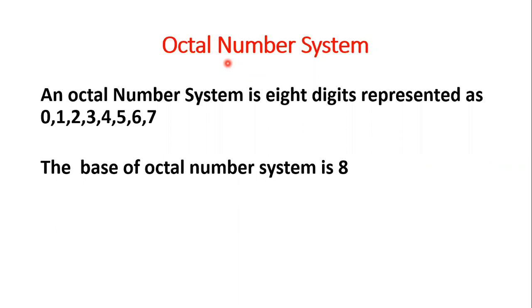The octal number system is an 8-digit system represented as 0, 1, 2, 3, 4, 5, 6, 7. The base of the octal number system is 8. A number system whose base is 8 and takes digits from the set 0 to 7 is called the octal number system.